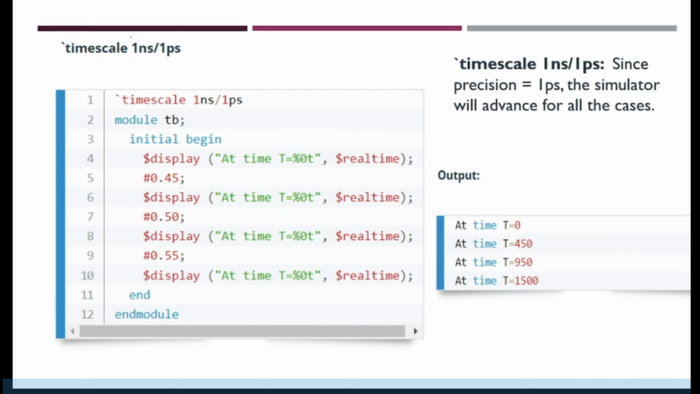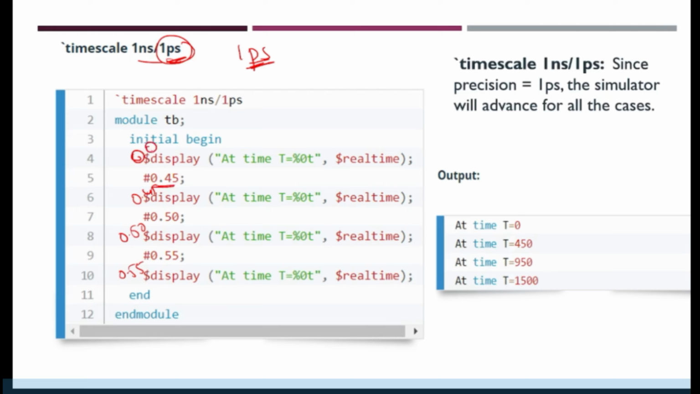Now if you do the same thing for 1 nanosecond, for 1 picosecond, as I told you, the precision will be 1 picosecond. Okay, so it will be rounded off based on picoseconds. So what happens here? If you see, this is 0, this is 0.45, this is 0.50, this is 0.55. Since this is picosecond, it is rounded off to the picosecond value. So what happens?